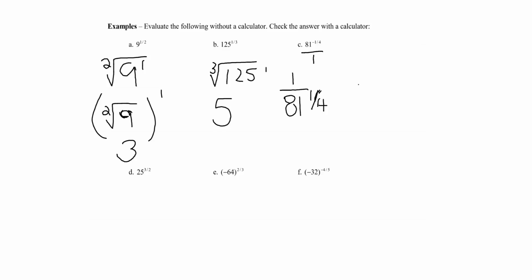And then we're going to turn it into a radical so that we can evaluate it. So now I have 1 over, and again, our base is 81. Our exponent is a 1, which we don't have to put in there. I'm just putting it in there to show you. And our index for our radical is 4. And the 4th root of 81, again, if you recall from before, is 3. So my final answer here is 1/3.